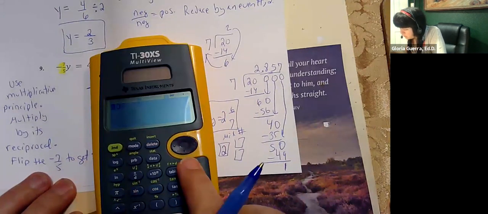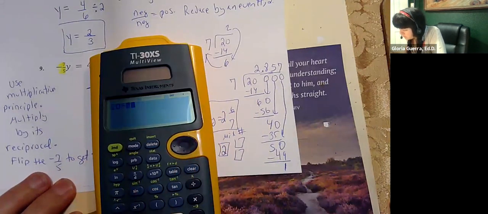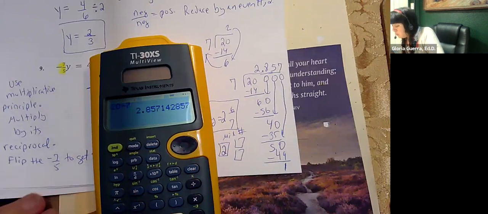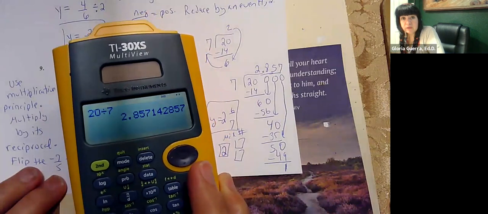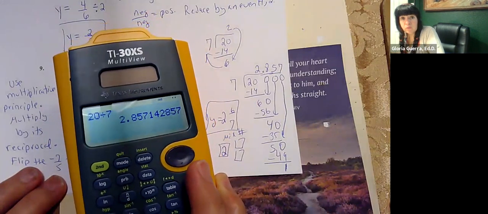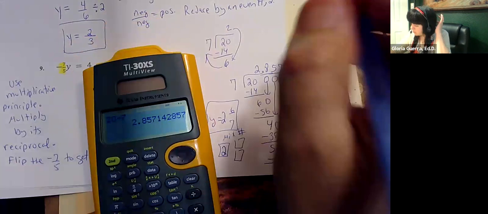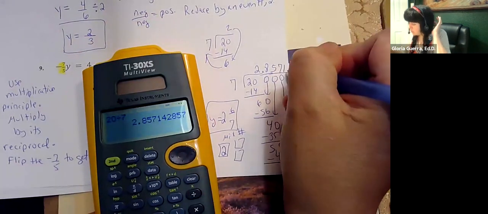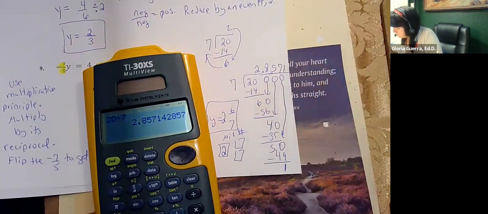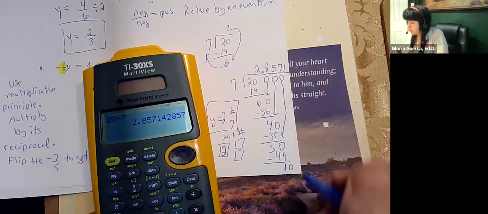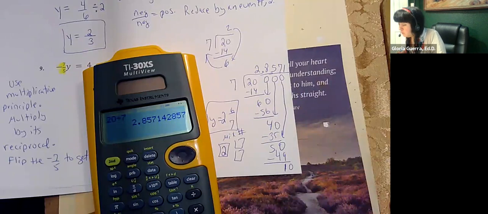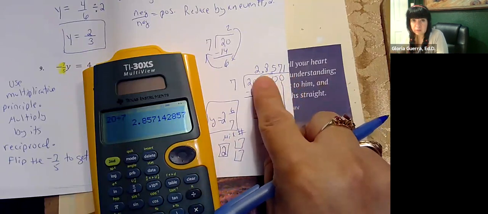20 divided by 7. 20.857, and so on and so on. Okay. So it was 50 minus 49 is 1. Then you bring down that 0. Continue that process. Okay, but this is good in here.